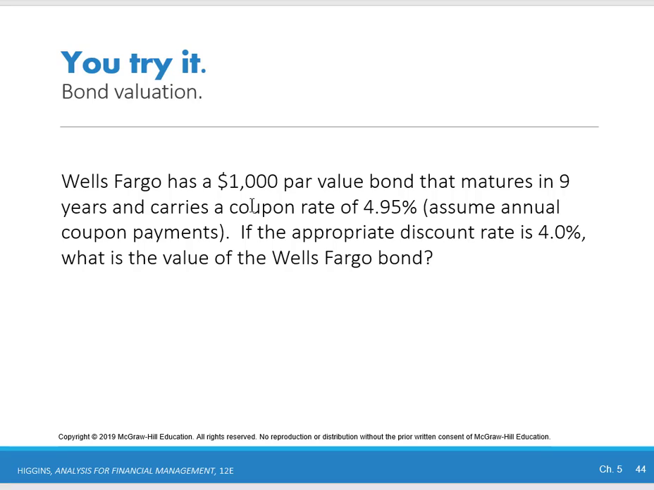We have a bond for $1,000, matures in 9 years, has a coupon rate of 4.95%, annual coupon payments, and you're given a discount rate of 4%. So what is that bond worth?